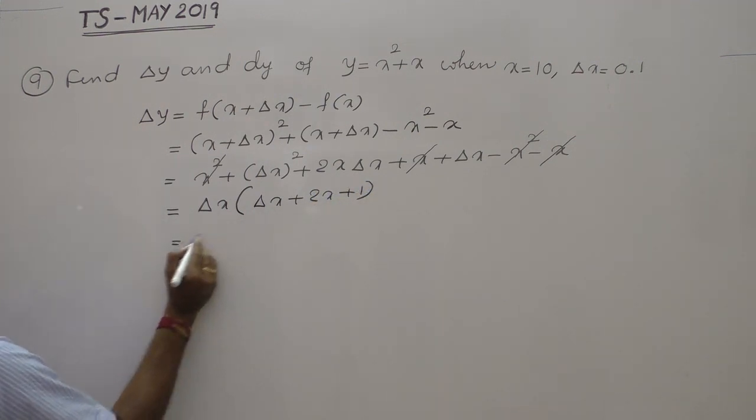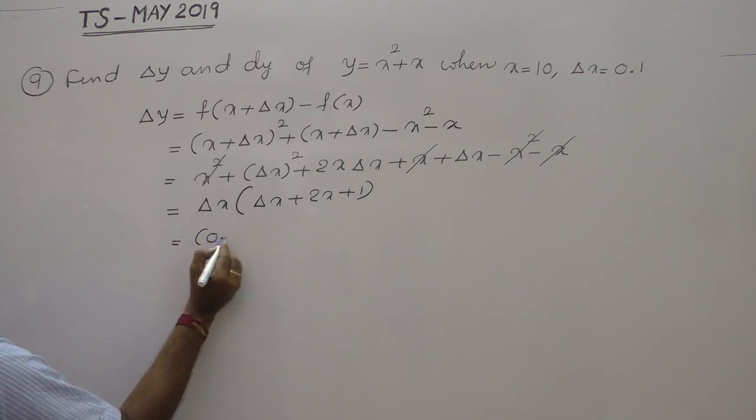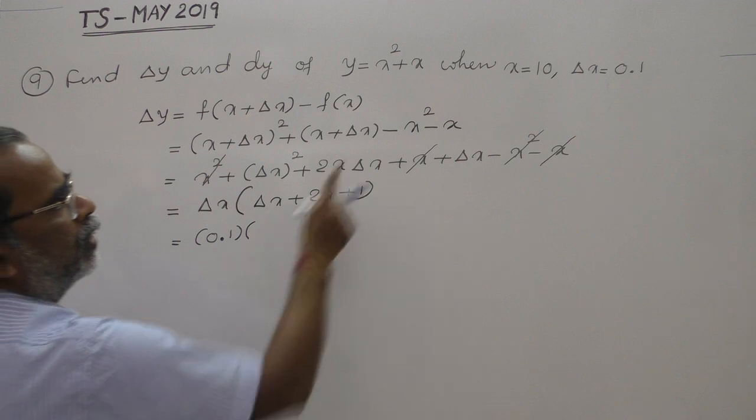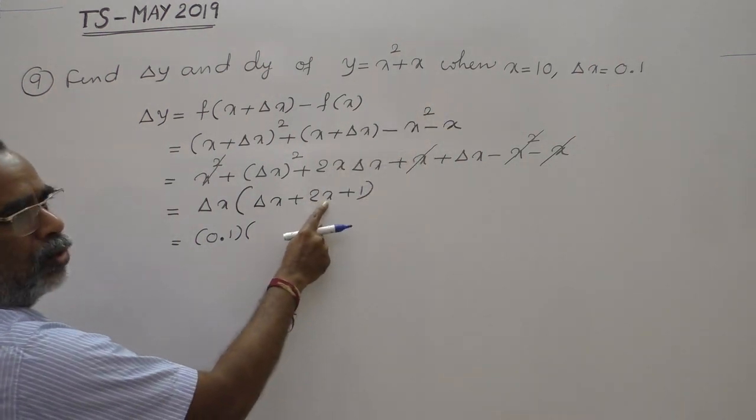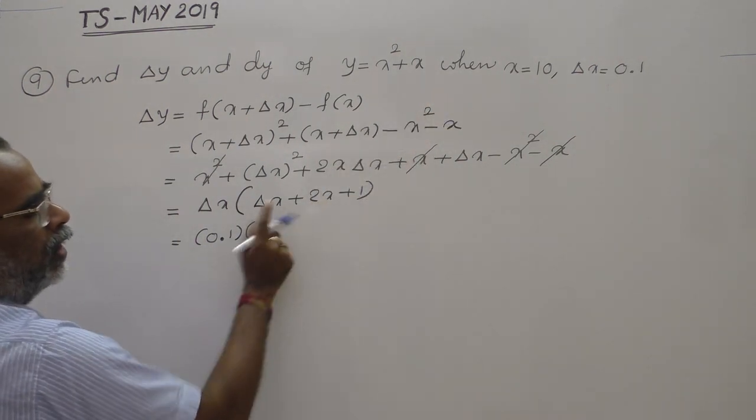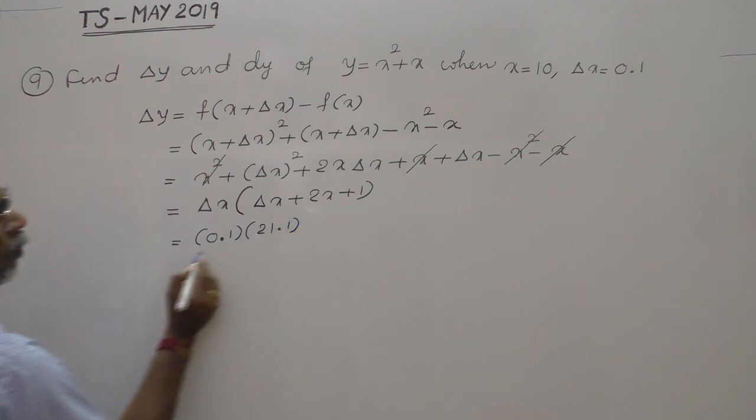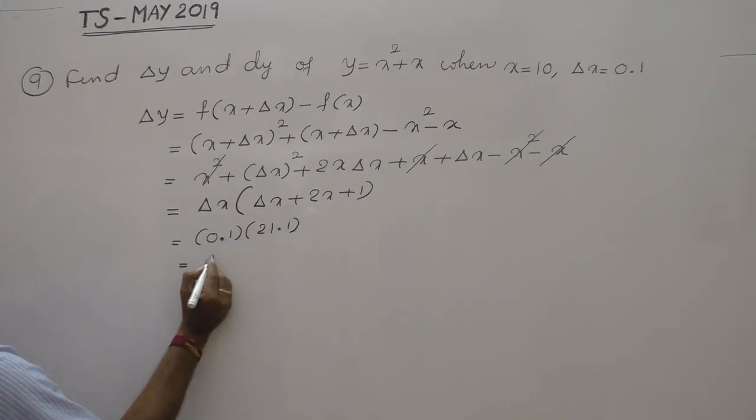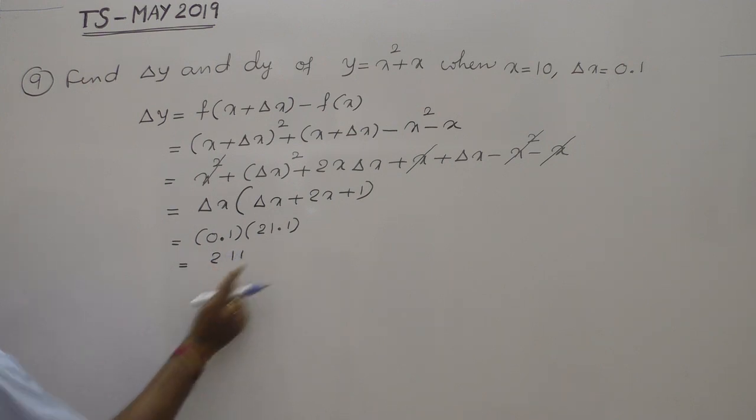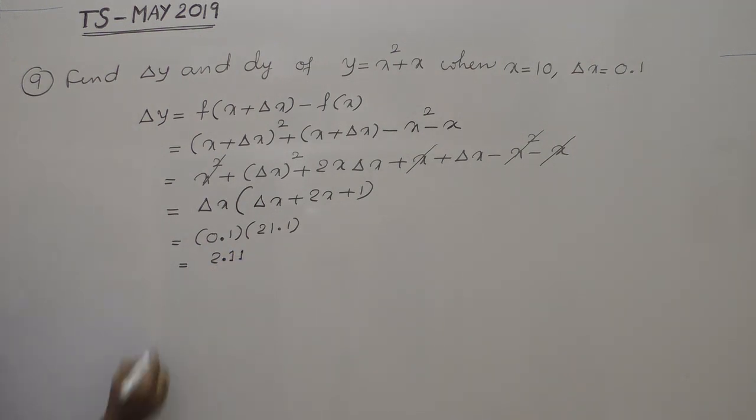Now we will substitute the values. Delta x is 0.1. And x is 10, so 10 into 2, 20, plus 1, 21, plus 0.1, so 21.1. So multiply these two, 2, 1, 1. So 1.1, the point will come here. Therefore delta y is 2.11.